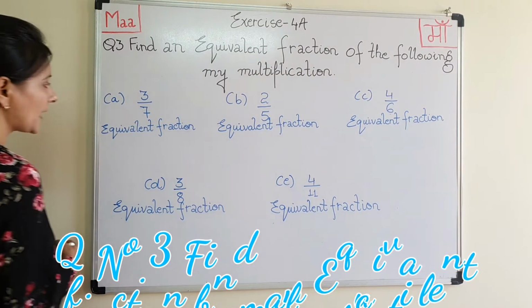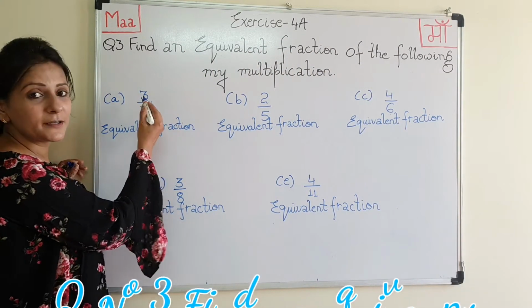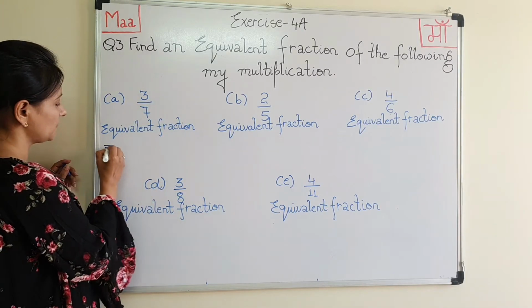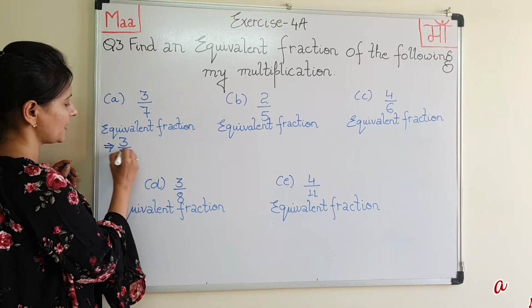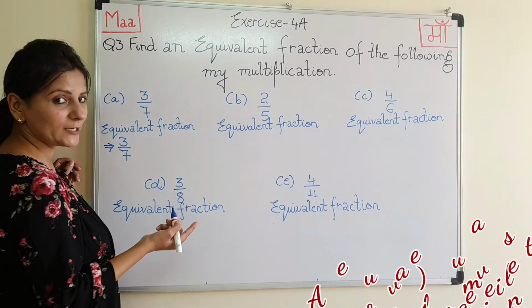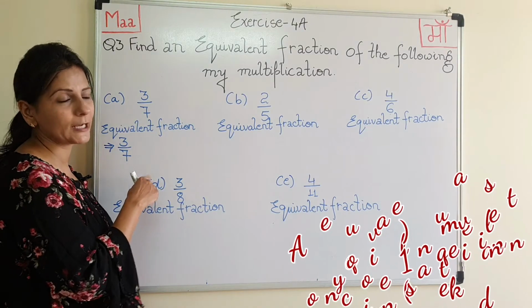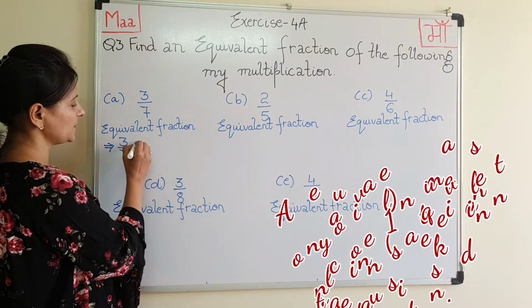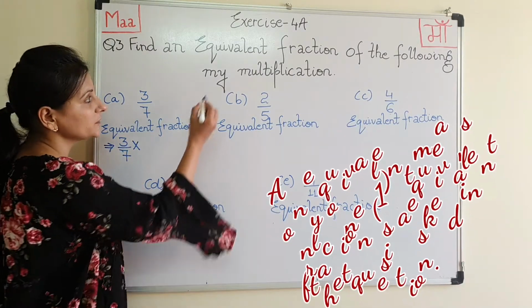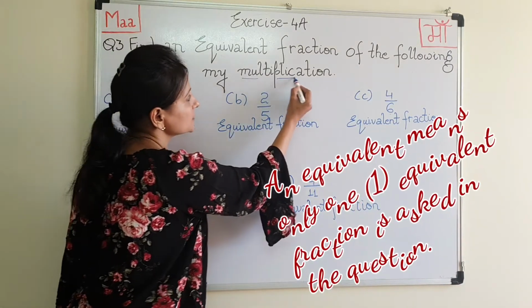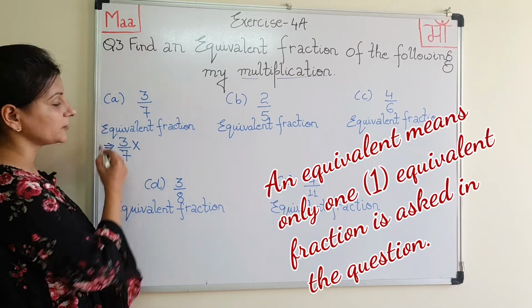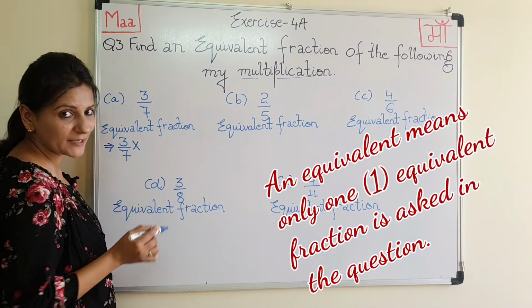Okay, see how. So here the first part is 3 upon 7. So first of all we will write 3 upon 7 as it is. Now we have to find the equivalent fraction. We have to find its equivalent fraction by multiplication. So we will multiply here because it is written in the question to find it by multiplication. So after the given fraction you will put a multiplication sign.